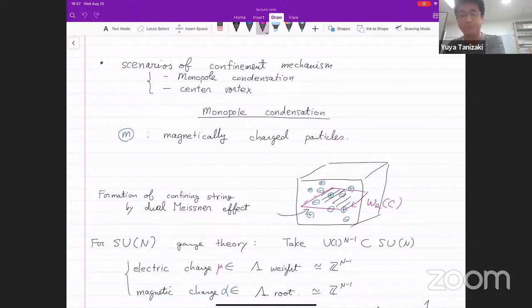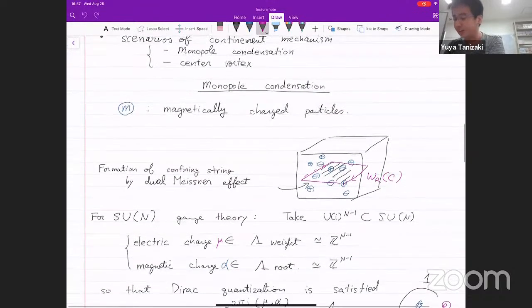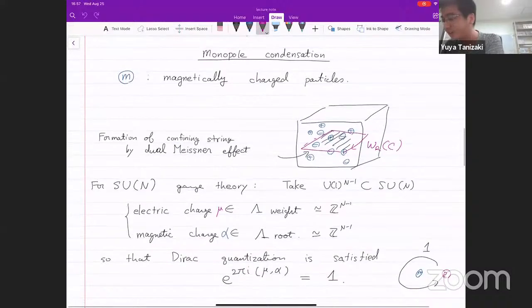The first one is monopole condensation, and the other one is center vortex percolation. I think monopole condensation is easier to understand, so let me start with monopole condensation.